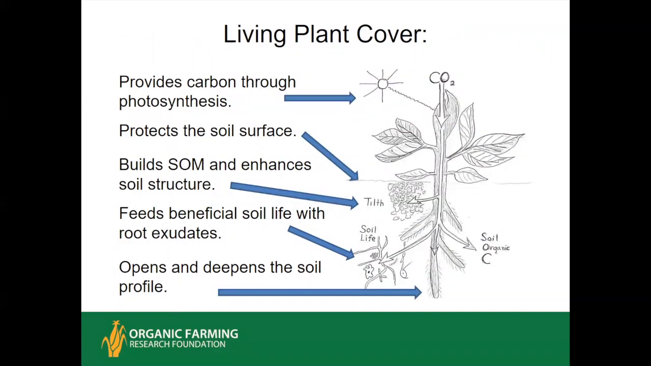So just a quick review of why the living plant plays such a vital role in all aspects of soil health. It's how carbon gets into the soil. I mean, that's the way it's been for 450 million years, ever since land plants evolved. And of course, they protect the soil surface, and their activity is constantly rebuilding and maintaining tilth and the soil life. And the deep-rooted crops are opening up the soil profile.